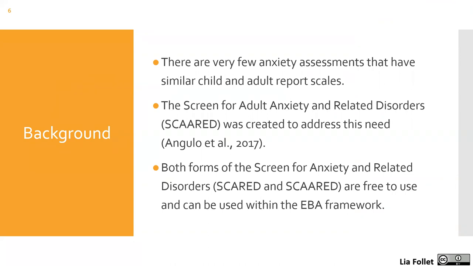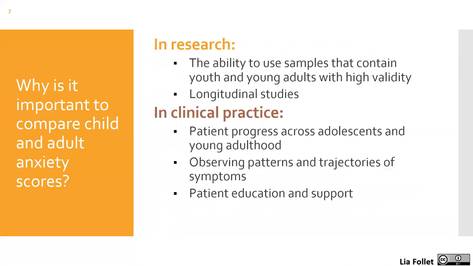So, as some background, there are very few families of anxiety disorders that ask similar questions across the child and adult populations. The Adult SCARED was actually created to address this need, as the Child SCARED is one of the most widely used child anxiety scales to date. Asking similar questions is important because it allows more valid tracking of symptoms. Asking slightly different questions may get you slightly different answers, no shock there. Asking similar questions will control for that potential source of error. As a side note, both the Adult SCARED and the Child SCARED can be used within the EBA framework.